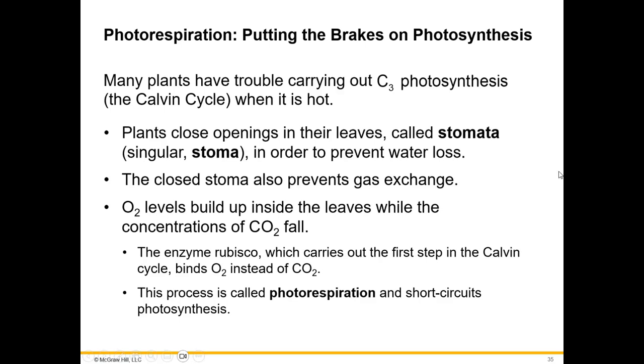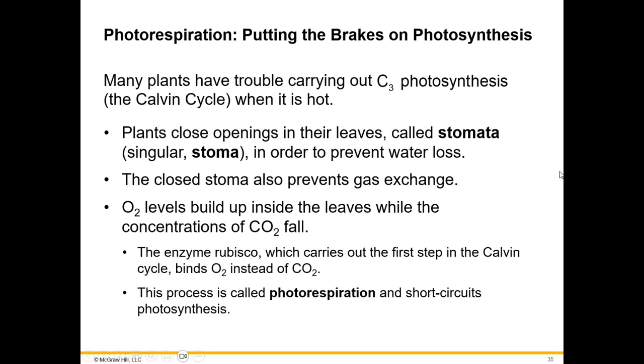If you're just talking about one of them, they call it stoma. But they would close those openings in order to prevent water loss. The closed stoma is also preventing gas exchange. So that's how water gets in and out of the leaves. That's also how CO2 goes into leaves and how oxygen leaves them.